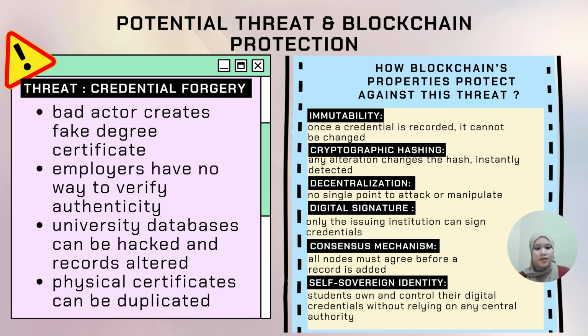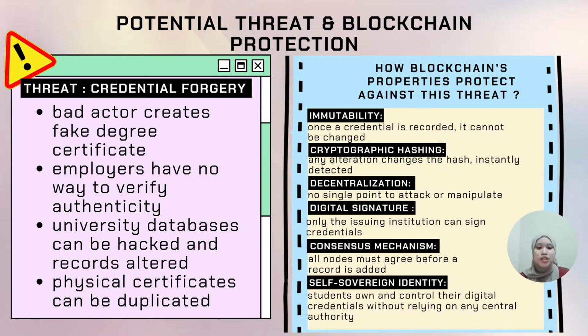value gets undermined. Now, how does blockchain specifically protect against these threats? First, immutability. Once a credential is recorded on the blockchain, it cannot change, period. Second, cryptographic hashing. If anyone tries to alter even a single character, the hash of that block changes completely, and the entire chain breaks and will be instantly detectable. Third is decentralization. There is no single point to attack.